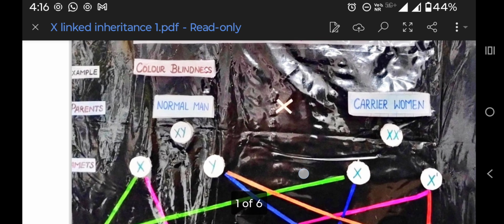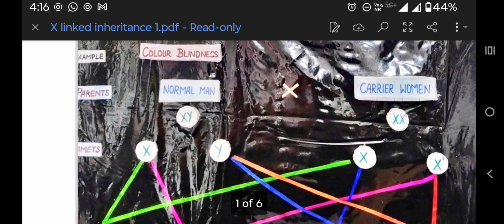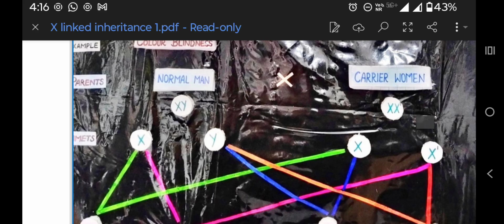Color blindness means the male or female individual who is affected by color blindness can't distinguish between the red color and the green color. Normally men are normal because they have one X chromosome and one normal Y chromosome. But if a woman has one X chromosome defective, then she will be a carrier. And if a woman has both of the X chromosomes defective, then she will be color blind.